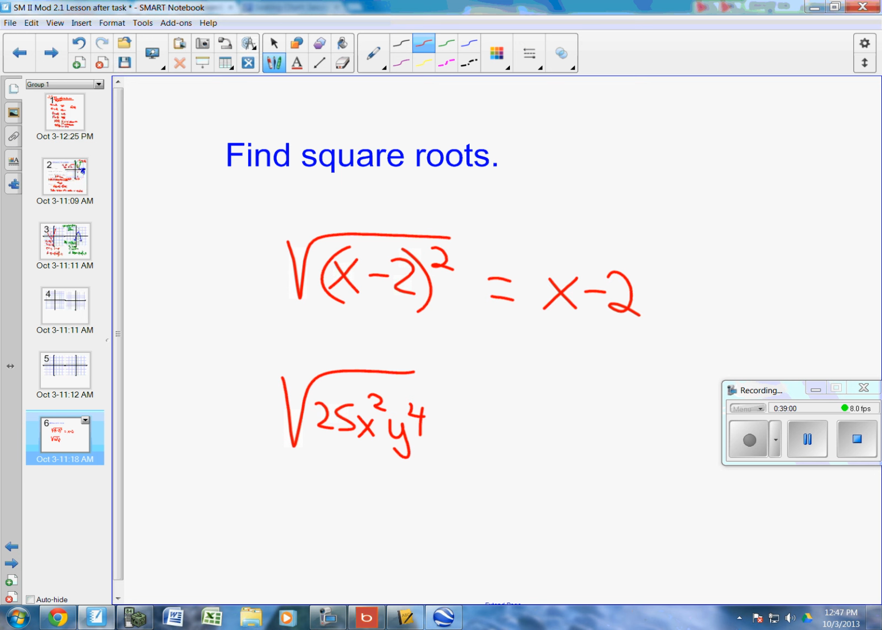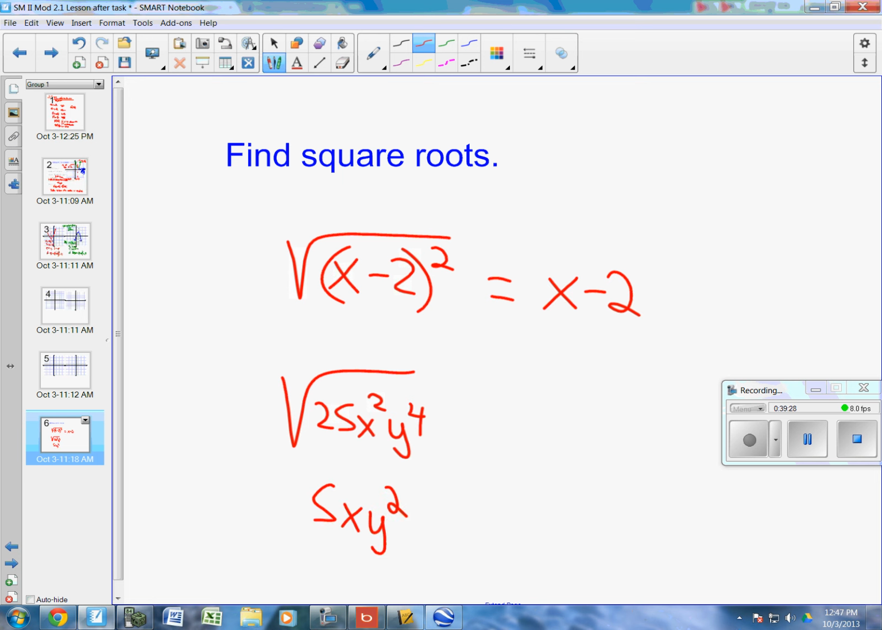The square root of 25x squared y to the 4th. If you know what it is, raise your hand. The square root of 25x squared y to the 4th. Shaden, what do you think it is? 5xy squared. That is right.